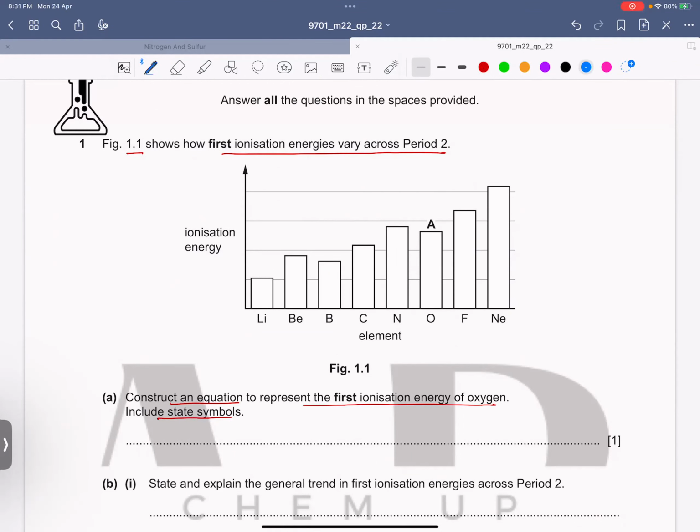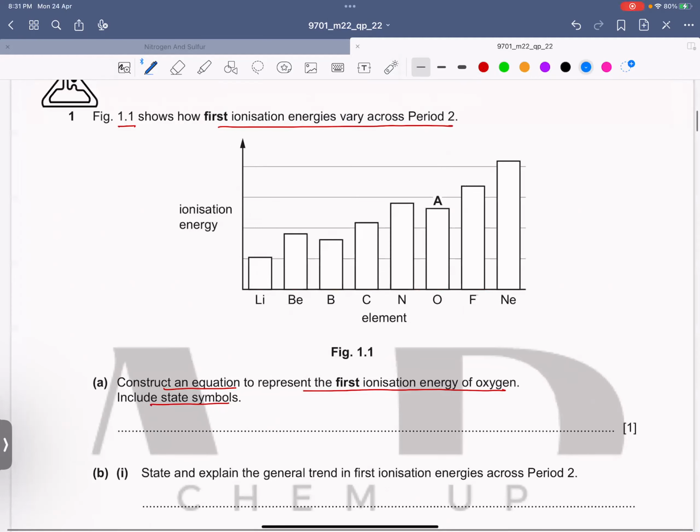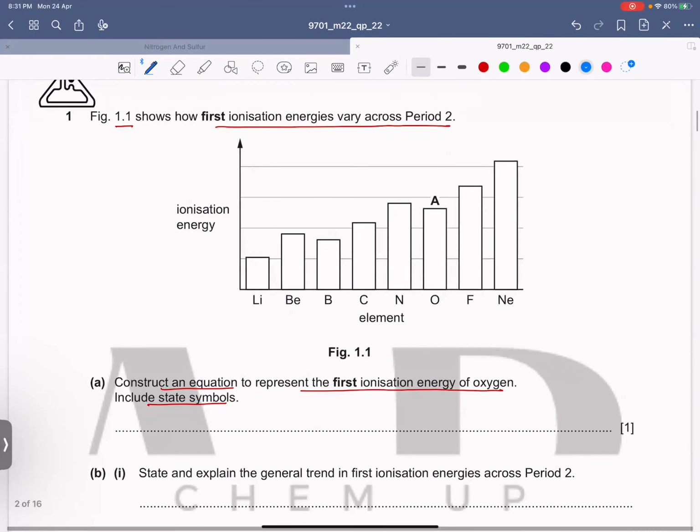So whenever we have to write the first ionization energy of any element, we write its atom in a gaseous state. Then after the arrow, we would write its +1 charge gaseous ion and then an electron. That is how we would write the first ionization energy equation.